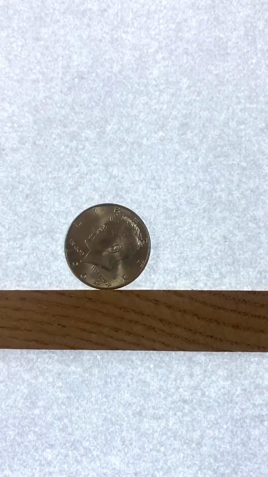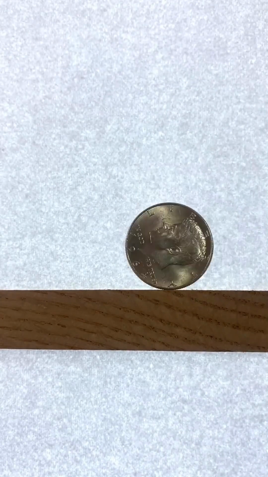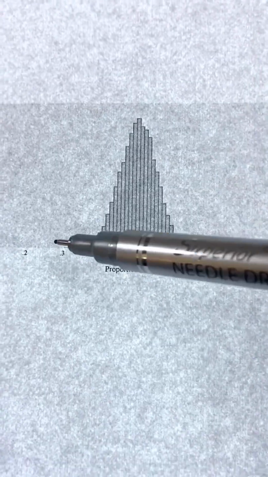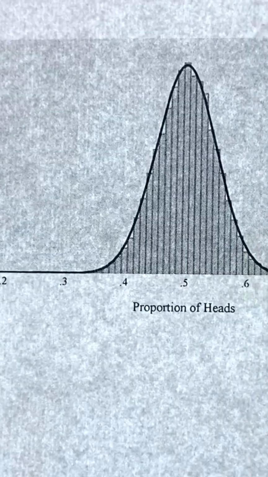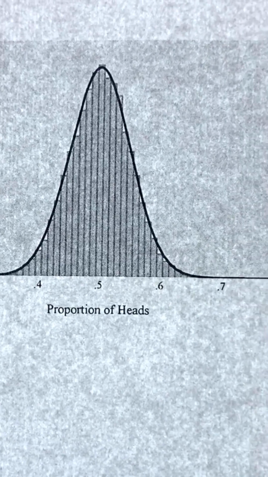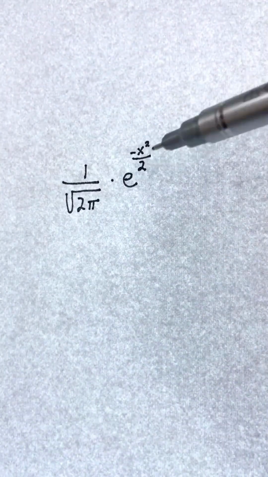Now, what if we repeated the coin flip experiment 15,000 times, recorded the proportion of heads for each one, and made a similar bar chart? A surprisingly well-defined bell shape emerges. The shape of this curve is not arbitrary. It's actually a scaled version of this function. Notice that both pi and e show up in the formula.